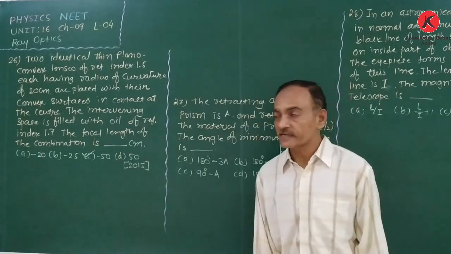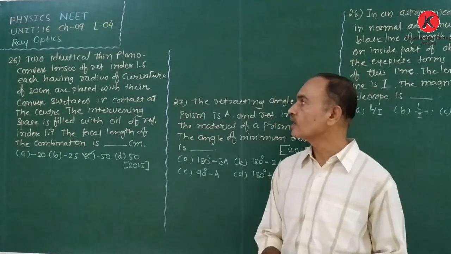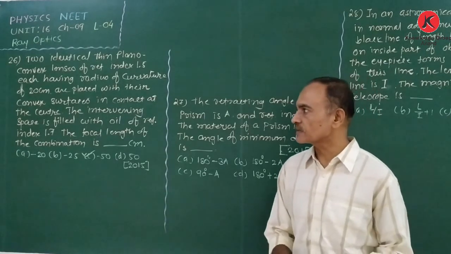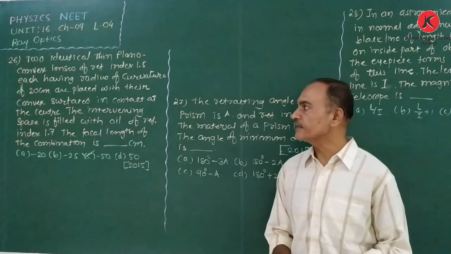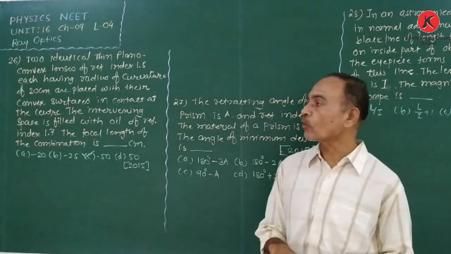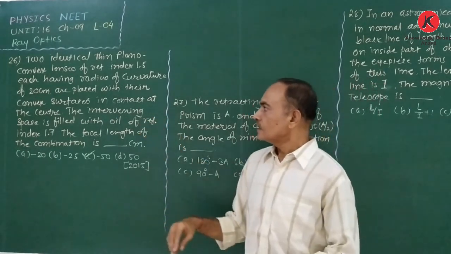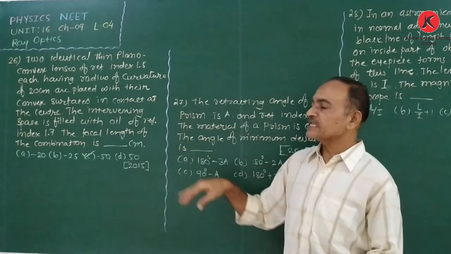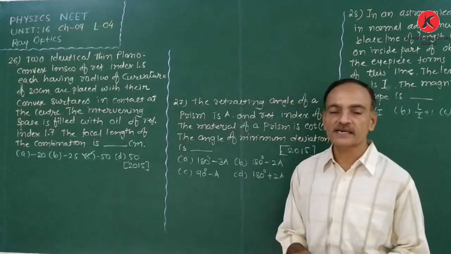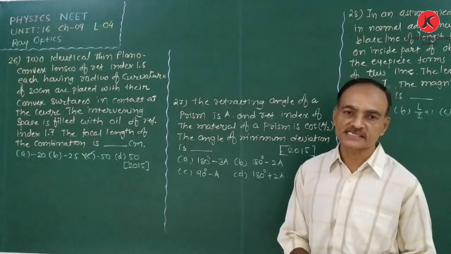Now, question number 26. Two identical thin plano-convex lenses of refractive index 1.5, each having a radius of curvature of 20 centimeters, are placed with their convex surfaces in contact at the center. The remaining space between the two lenses is filled with oil of refractive index 1.7. The focal length of the combination is?